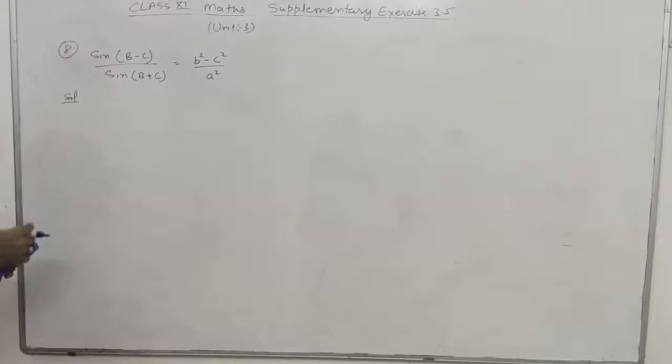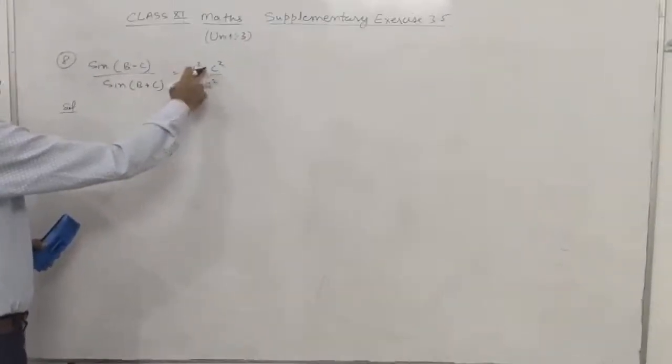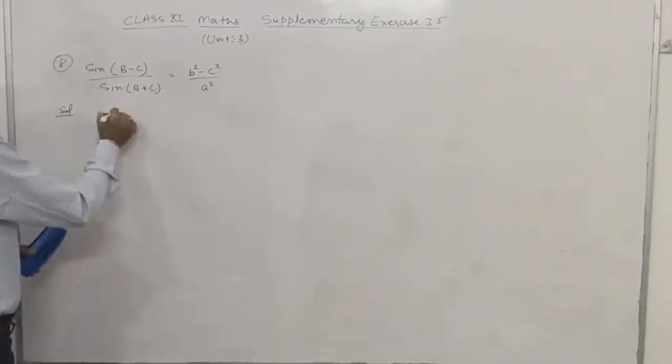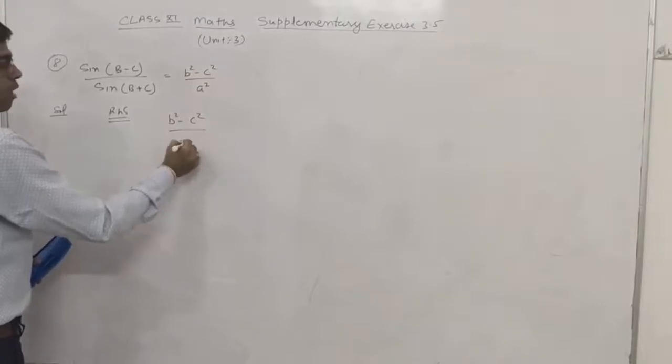Now in question number 8, sin (B minus C) upon sin (B plus C) equals small b square minus c square upon a square. So take the right hand side, b square minus c square upon a square.